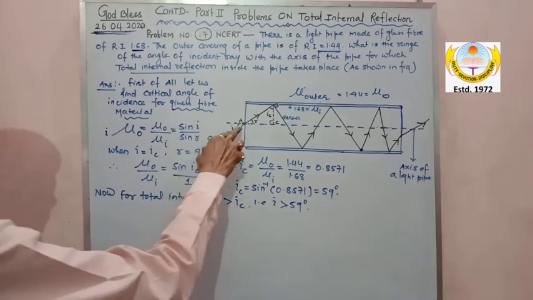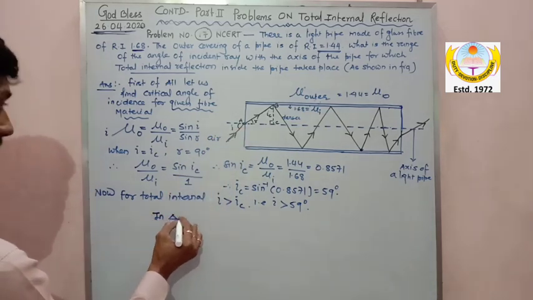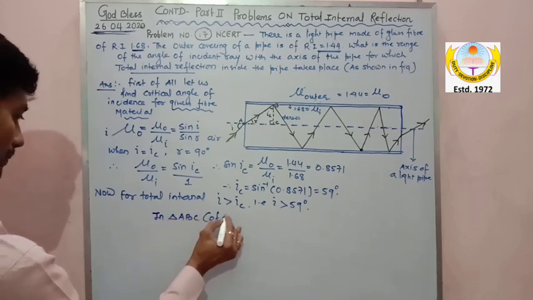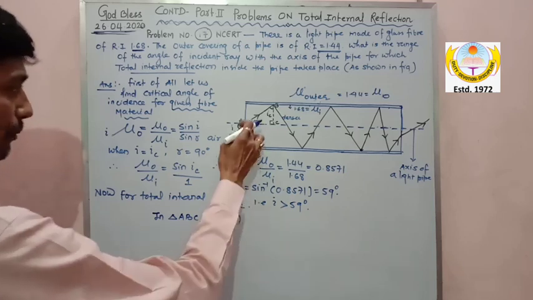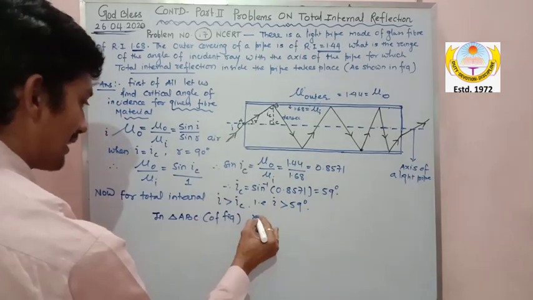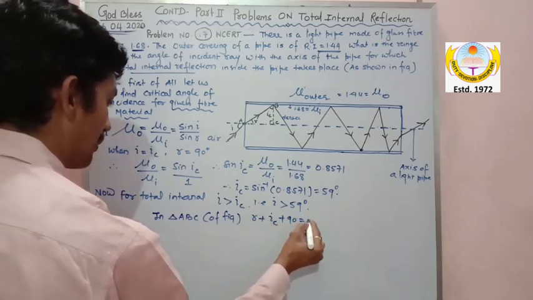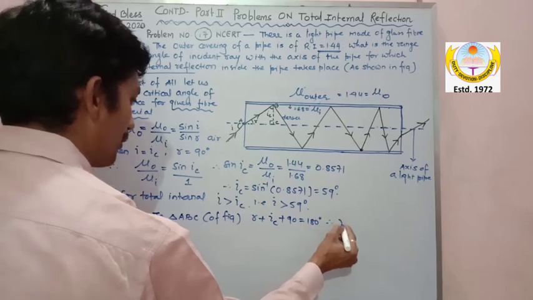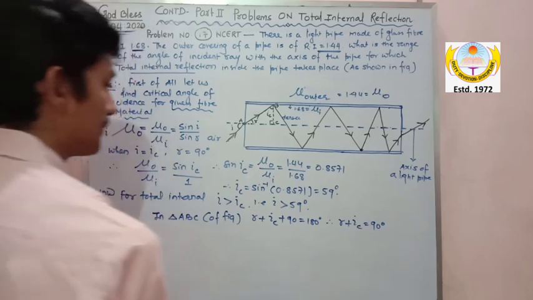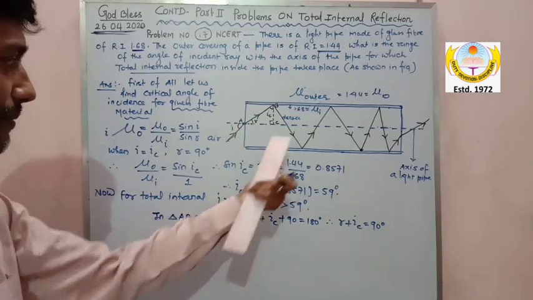Now my dear, here you can see in triangle ABC of figure. I am drawing the triangle. Here this is I, and with the axis, this is R. That is R plus IC plus 90 is equal to 180 degree. Therefore, R plus IC is equal to 90 degree. Here R is the angle of refraction. You can see. Am I clear?